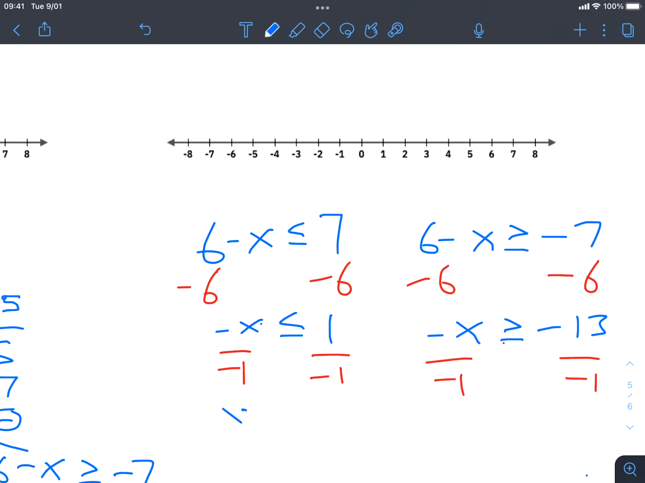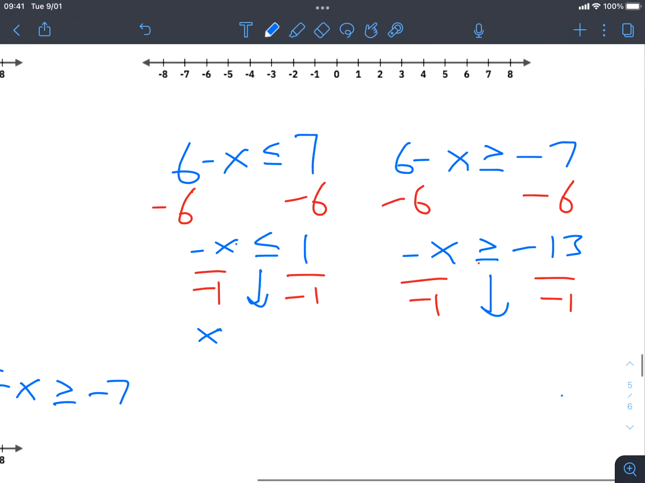So x is less than, oh, wait a minute. When I divide by a negative number, my inequality symbol changes direction. So this becomes greater than or equal to negative 1. 1 divided by negative 1 is negative 1. And x here is now less than or equal to, changing direction, positive 13.